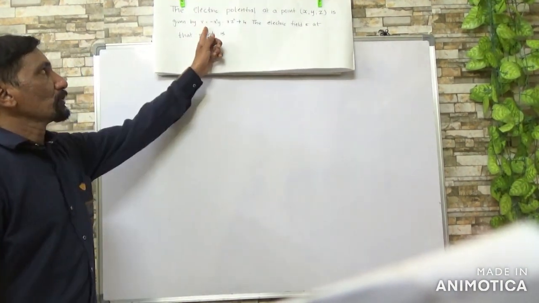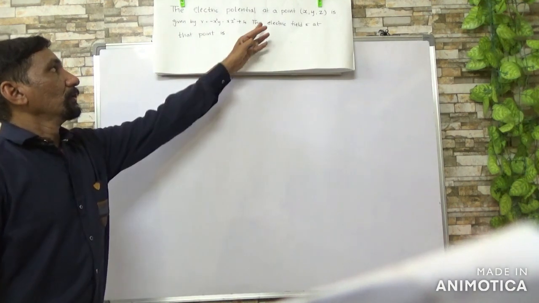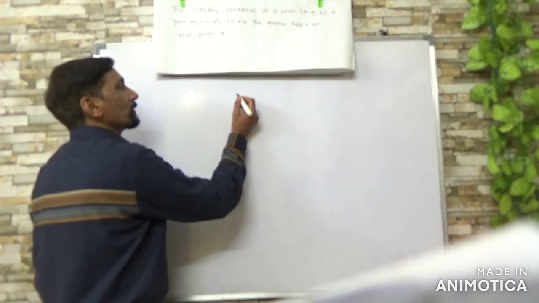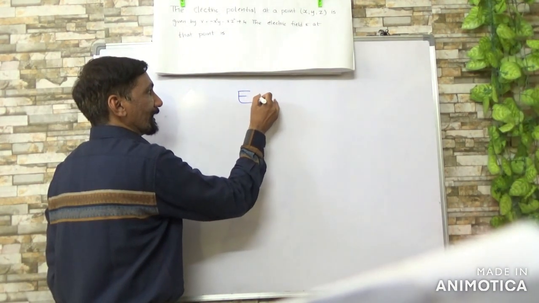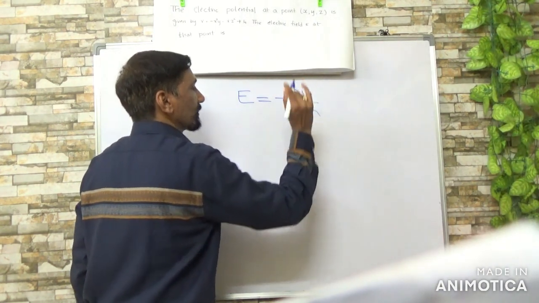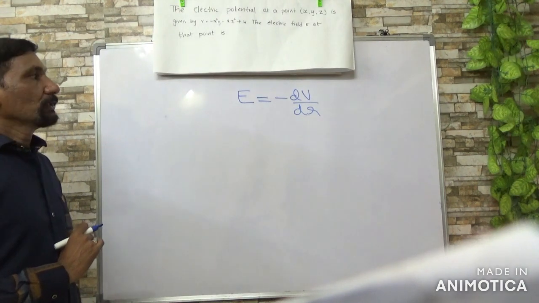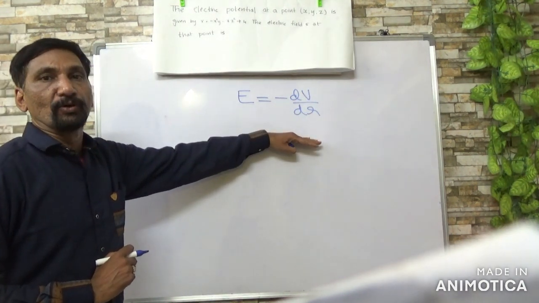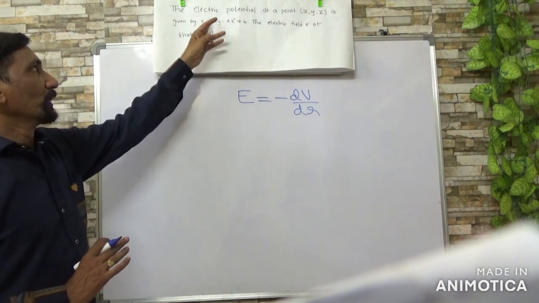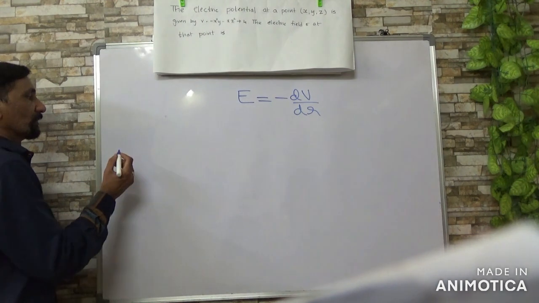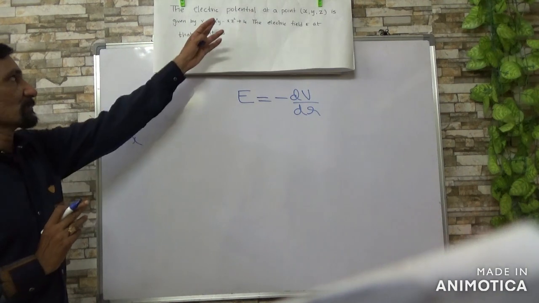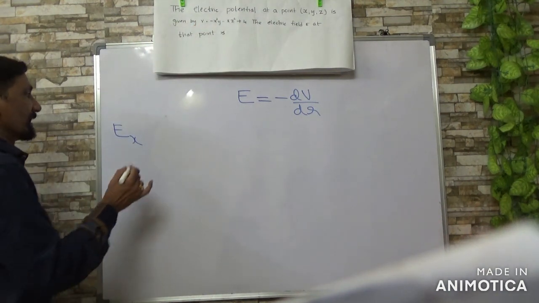Now, the potential function is given, and we want to find the electric field. Electric field strength is equal to minus dV by dr. So when the potential is differentiated with respect to r, you get the electric field strength. The potential function is given, so whenever you differentiate partially with respect to x, you get Ex.